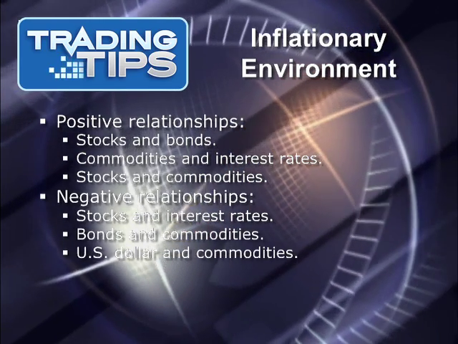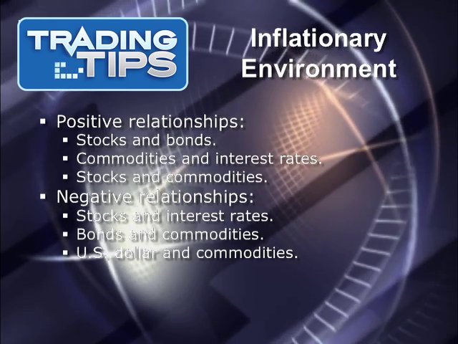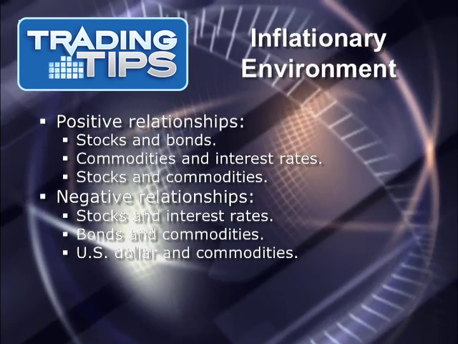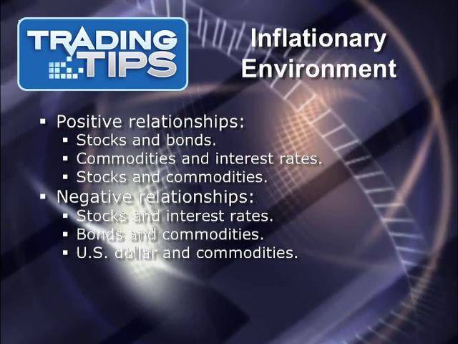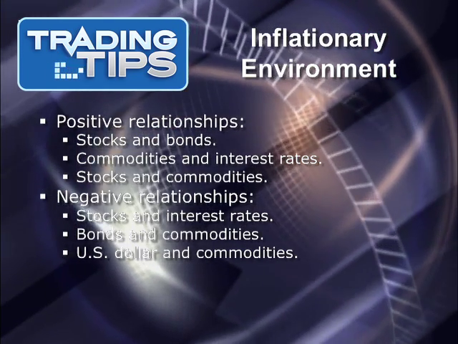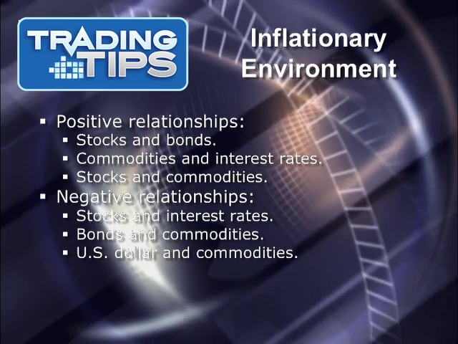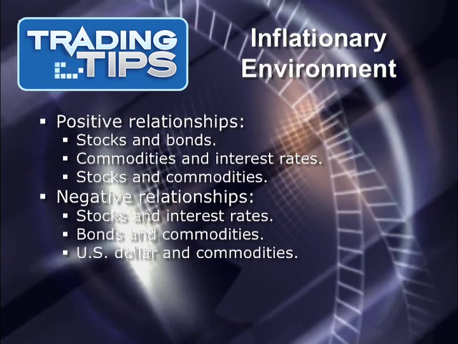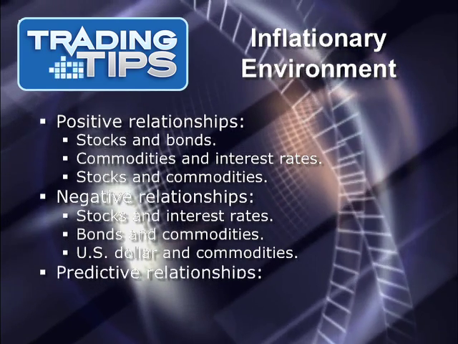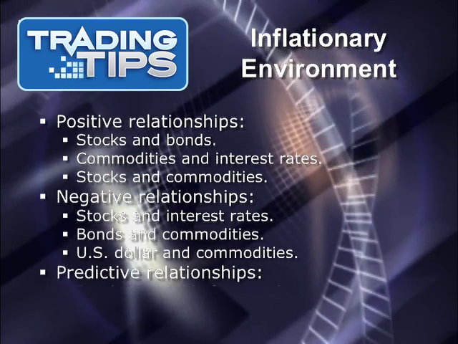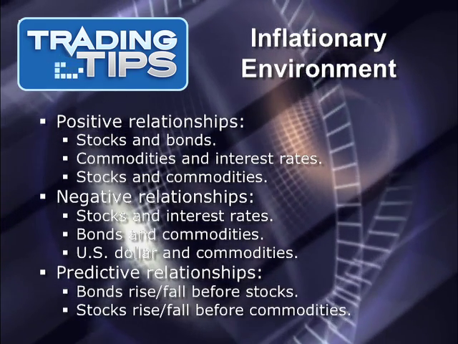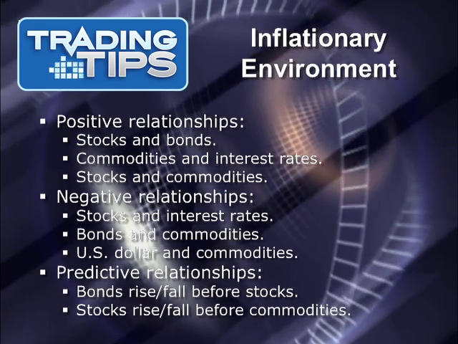Stocks and bonds have a positive relationship in an inflationary environment, as do commodities and interest rates. Stocks and commodities also have a positive relationship. Negative relationships in an inflationary environment include stocks and interest rates, bonds and commodities, and the US dollar specifically with commodities. Finally, there are some predictive relationships in an inflationary environment. Bonds typically rise or fall before stocks, and stocks typically rise or fall before commodities.